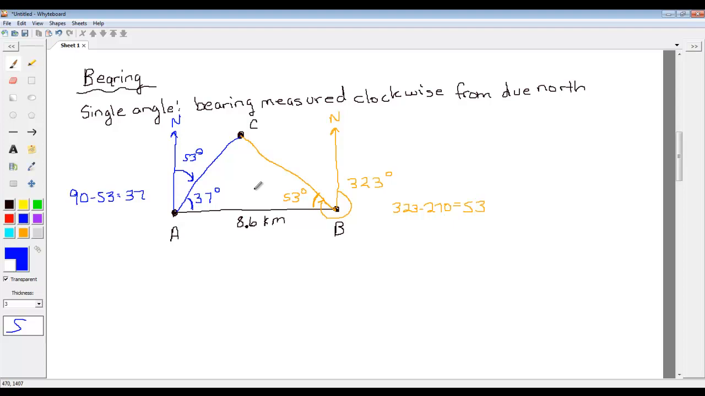All right, so what are they asking us? They're saying find the distance from B to C. So they're saying find this distance right here between B and C. Well, what do we know? We know this one's 37 and that one's 53, that adds up to 90, which means that this must be 90 right here. Because a triangle has to add up to 180, we've got ourselves a right triangle. And we're trying to find this length.